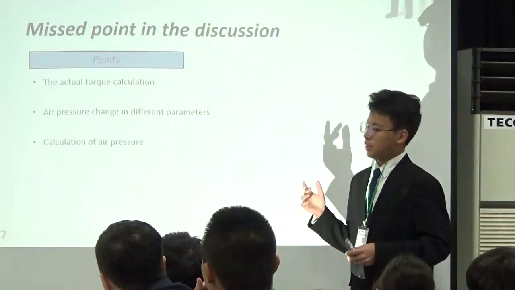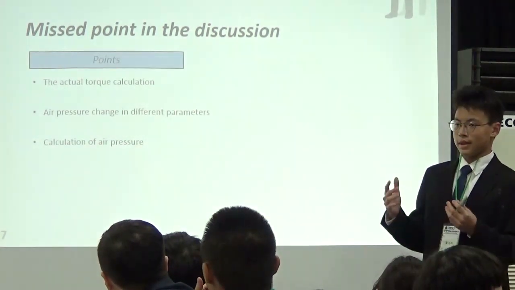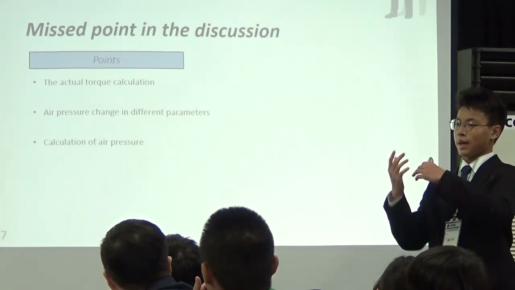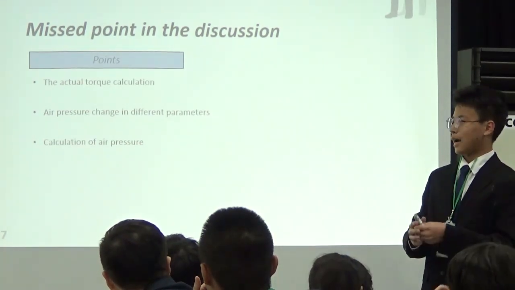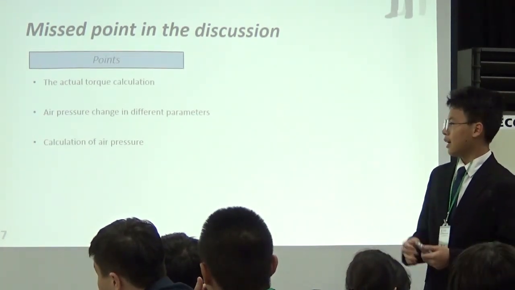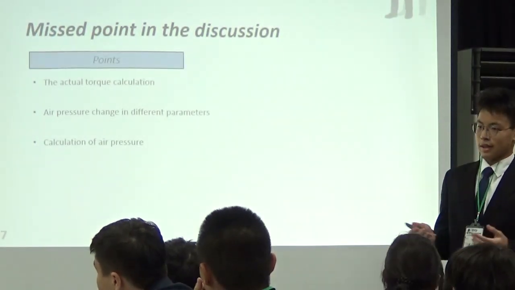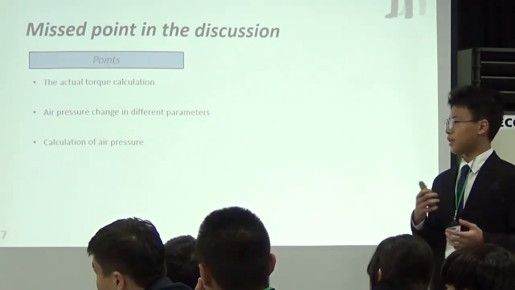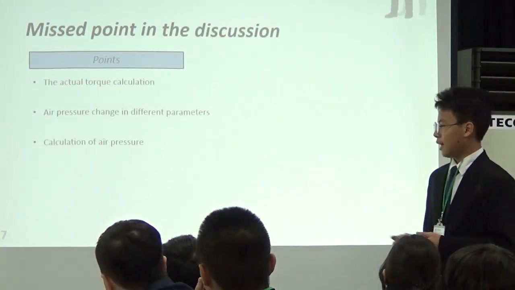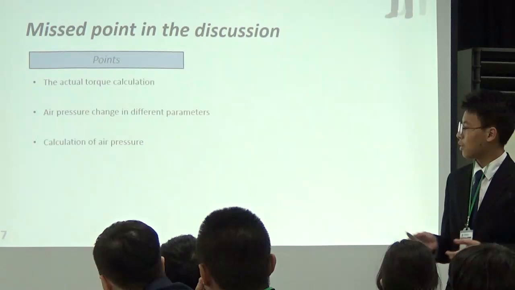So I think she maybe could use some actual torque calculations by using the ruler's weight, the ball's weight, and the paper's weight to calculate the actual value. Then the air pressure actually changes with different parameters, and I think she should do more explaining on that, and most importantly, the calculation of the air pressure.